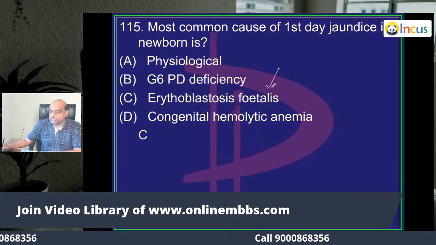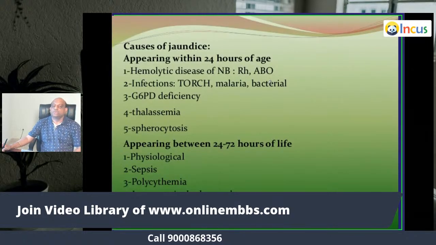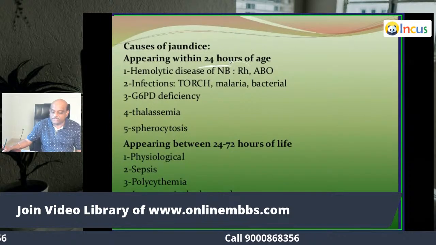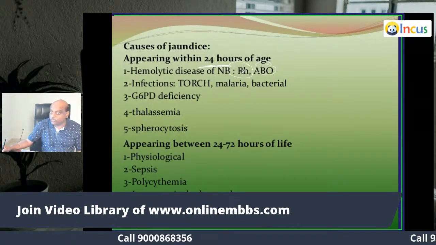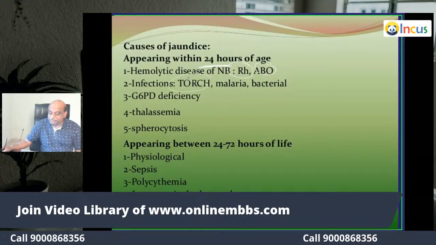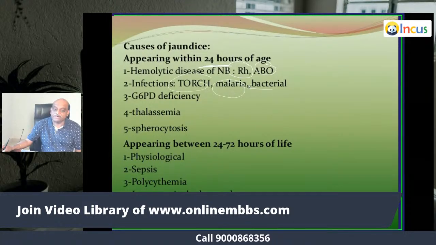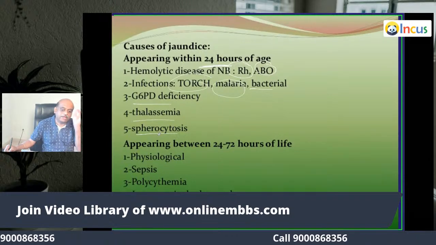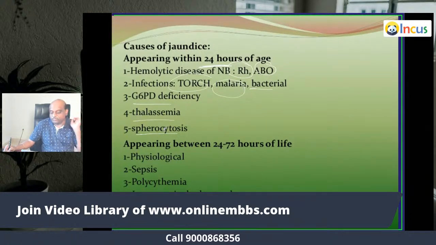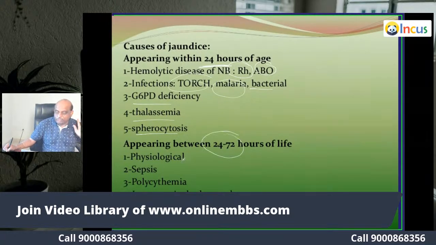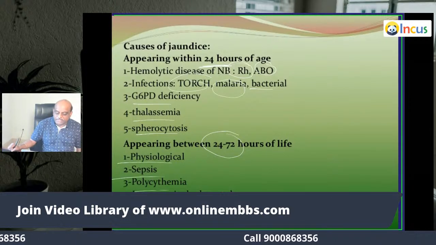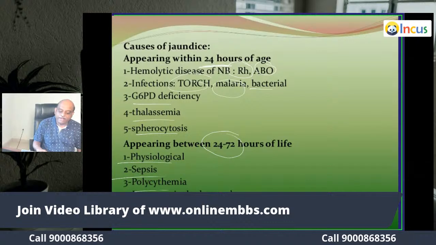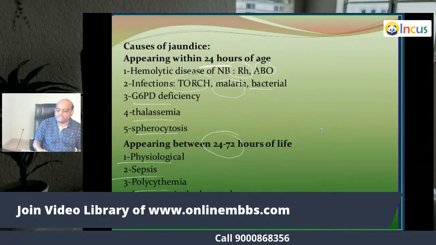is erythroblastosis fetalis. So, doctor, any jaundice appearing within 24 hours, what are the causes? Hemolytic disease like RH incompatibility, ABO incompatibility, TORCH group of infections, malaria, bacterial infections, G6PD deficiency, thalassemia, spherocytosis. 24 to 72 hours can be physiological, sepsis, polycythemia, intraventricular hemorrhage, and increased enterohepatic circulation.